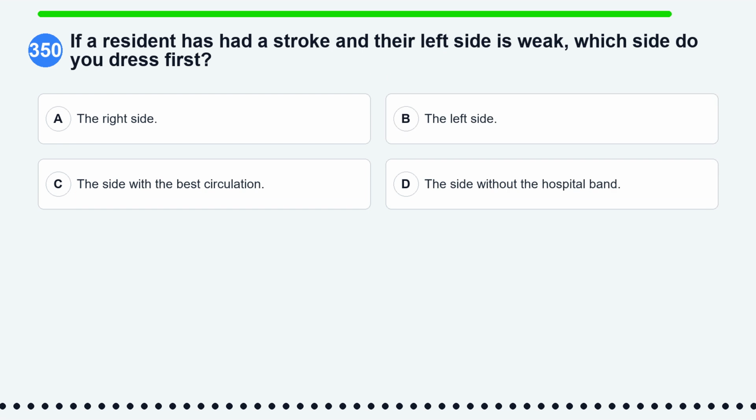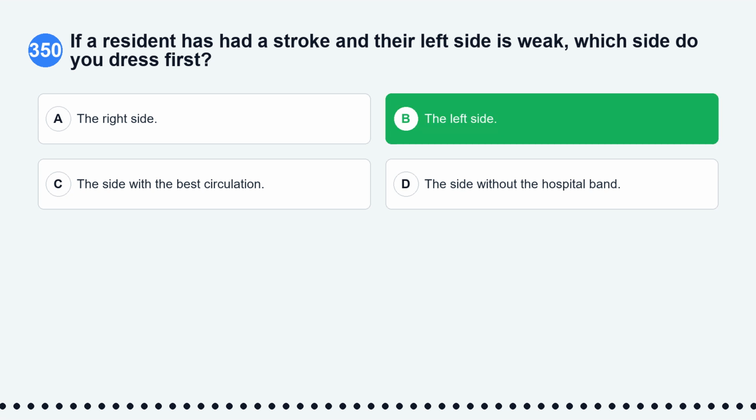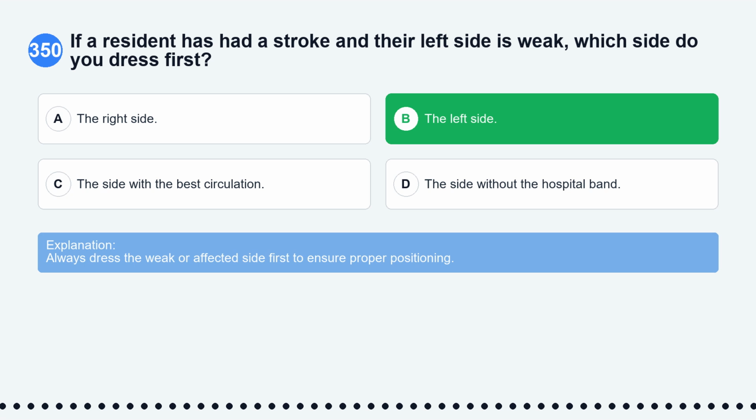Question 350. If a resident has had a stroke and their left side is weak, which side do you dress first? Option A, the right side. Option B, the left side. Option C, the side with the best circulation. Option D, the side without the hospital band. The correct answer is option B, the left side. Always dress the weak or affected side first to ensure proper positioning.